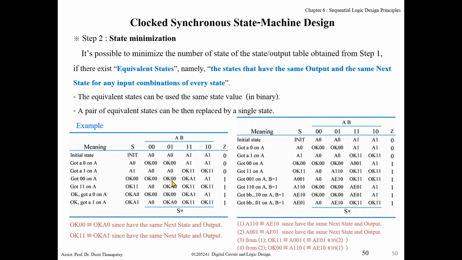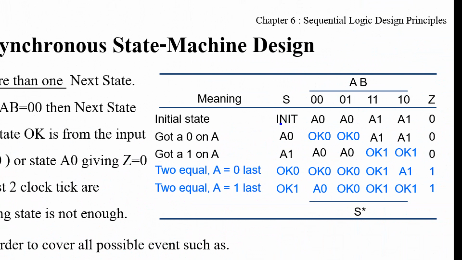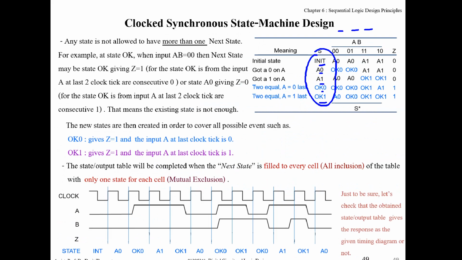By the way, someone may think of one method or one idea, but someone may think of another idea. So someone may get from this state output table 1, 2, 3, 4, 5 steps. That means if you use flip-flops to implement this state output table, you need at least 3 bits to represent each state. That means you must use at least 3 flip-flops to implement this state machine.